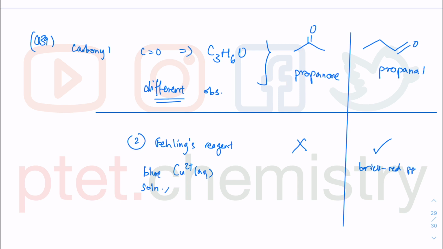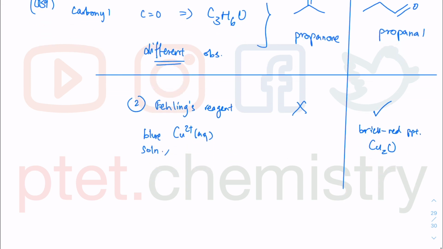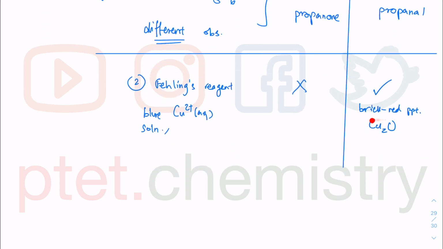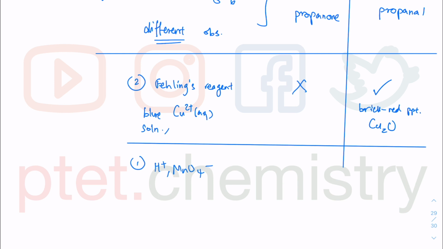This brick red PPT is a result of a redox reaction, and I get copper 1 oxide. Copper 1 oxide is Cu plus 1, so you need 2 of the Cu plus 1 to combine with the O2 minus to give you the brick red PPT. So that gives you different reactions, because ketones do not get oxidized by Fehling's, or by Tollens. Okay, so this is a strong oxidizing agent.